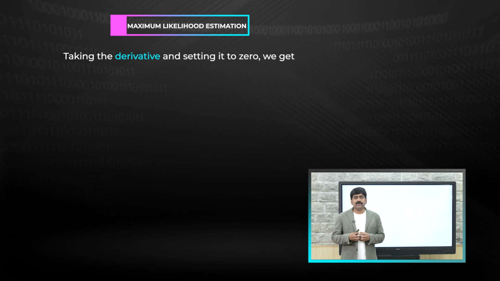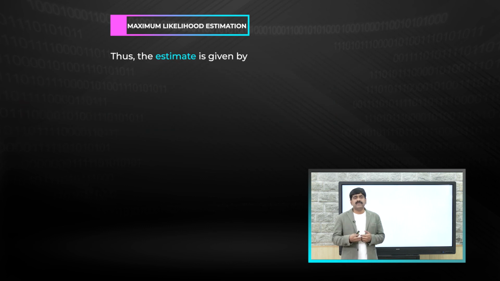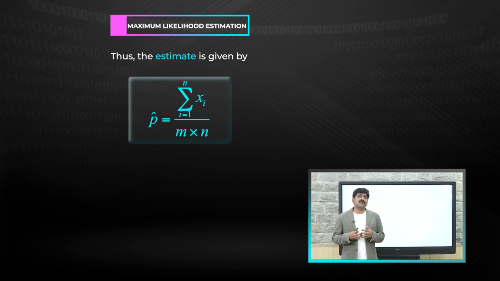When we take the derivative of the log likelihood function, we get the value as 1 over p summation i equal to 1 to m xi minus 1 over 1 minus p summation i equal to 1 to m n minus xi, and we are equating that to 0, and when we simplify we will get the value of p as summation i equal to 1 to m xi over m times n. So, that is the estimated value of p using maximum likelihood estimate.